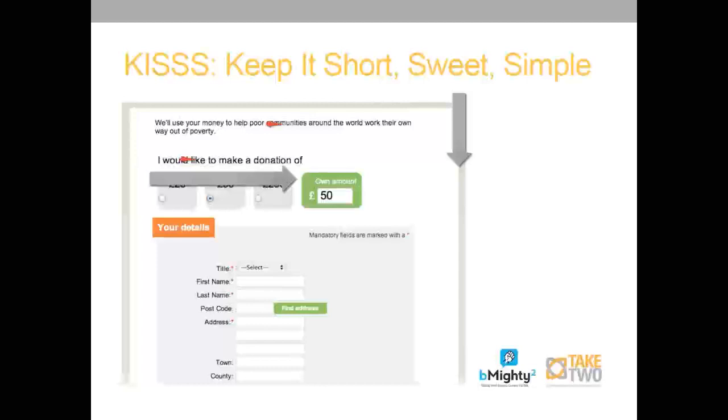So keeping it short, keeping it simple, keeping it sweet. And then the third thing is fewer fields, to try and have as few fields as possible so people don't have to fill out that much information. So these are some principles for your donate page.